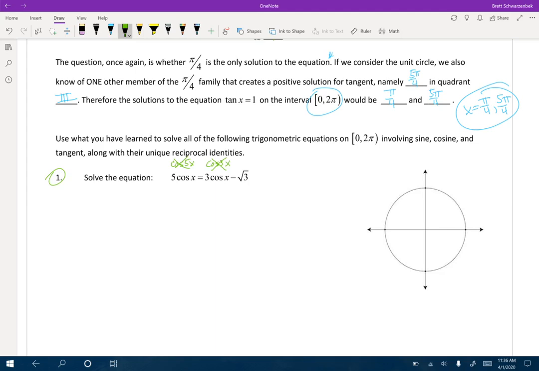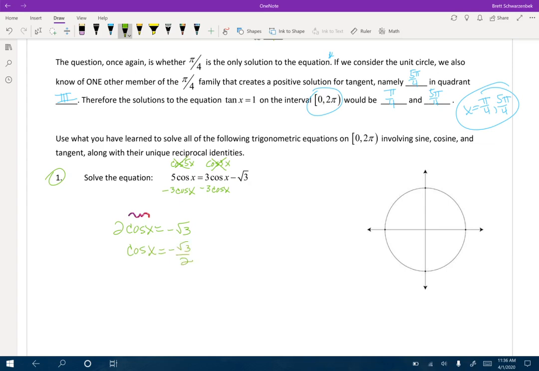I have 5 cosines and 3 cosines, which means I should be able to subtract 3 cosine from both sides and get 2 cosine remaining on the left. Remember to bring the negative with the negative root 3 on the right. So what am I trying to do here? I am trying to isolate cosine x on the left-hand side of this equation. So clearly, I need to divide by 2 and get negative root 3 over 2.